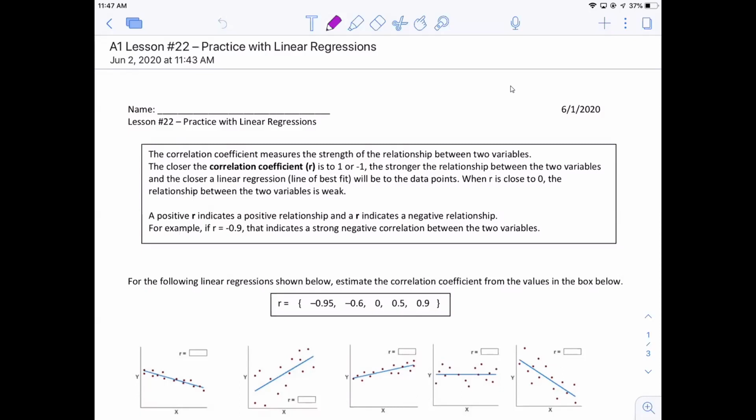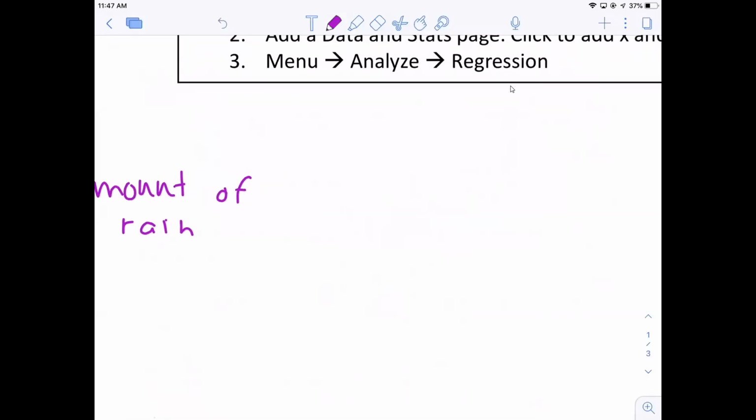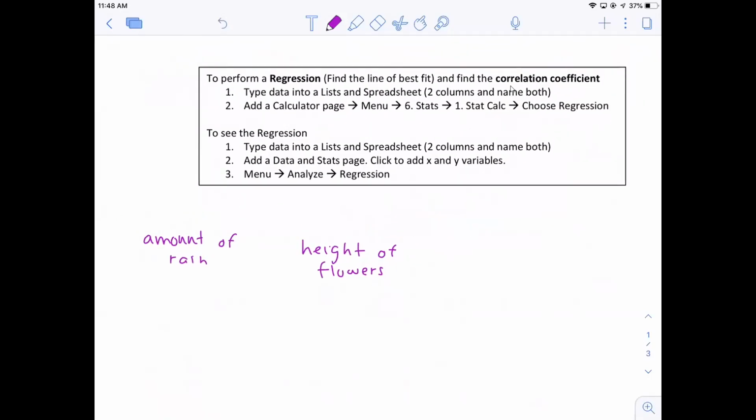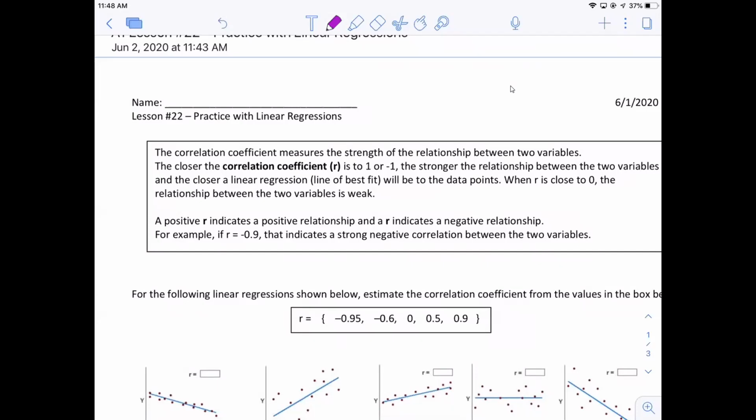So from the last homework, the thing that a lot of people had trouble with was the correlation coefficient and interpreting it and saying what it means. So again, the correlation coefficient, it's a number that measures the strength of the relationship between two different variables, right? So two different variables, it could be, for example, the amount of rain there is in a given place, and then the height of some flowers. Right? So if those are two variables, the amount of rain and the height of flowers, well, do you think there is going to be a relationship between the two?